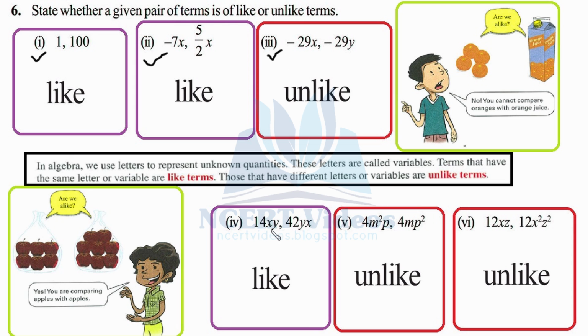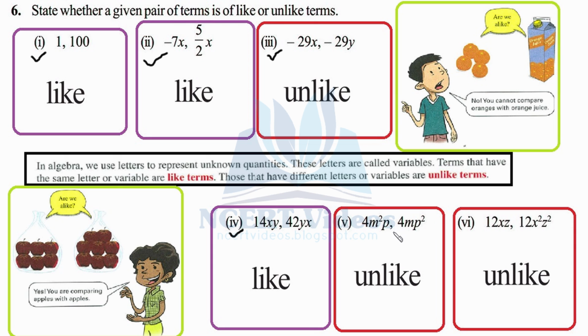Now here, 14xy, 42yx. Well, the important thing to note while considering like terms and unlike terms, it doesn't matter if you write first horses or donkeys or horses. Eventually, you're comparing same thing. So therefore, they are like because xy can also be written as yx. Therefore, they are like.